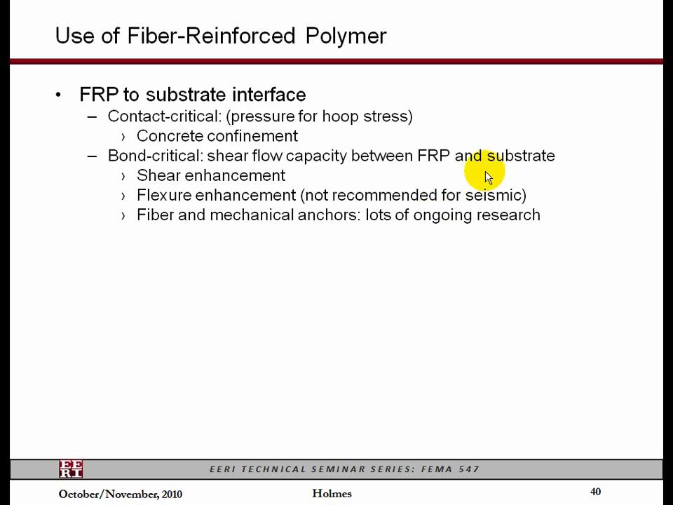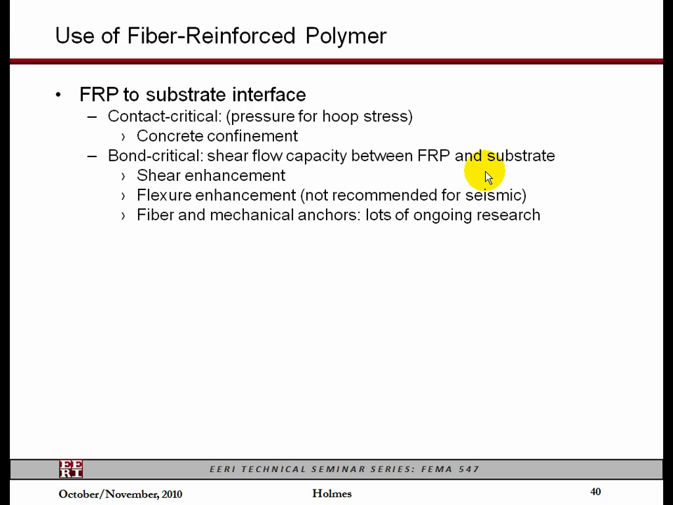The connection to the substrate interface can be either contact critical, which simply means that if you wrap this material around a column and the column tries to expand, then it doesn't really need any adhesive. It's simply a hoop stress. So that's the contact critical. The bond critical is much more difficult. That is when you put the material on a shear wall, and the reinforcement of the material for the concrete can only work if it's bonded.